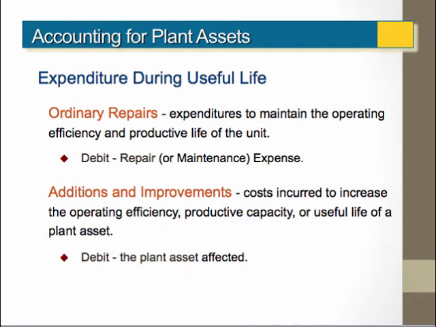Now the next question that comes up is, what about the cost to keep that asset running, or the additional costs that we put into that asset? We have either ordinary repairs or additions and improvements. Ordinary repairs are considered revenue expenditures, and we would then expense them as they're incurred. Additions and improvements are considered capital expenditures, and we increase the cost of the asset at the time of the improvement, and then we have to recalculate the depreciation.